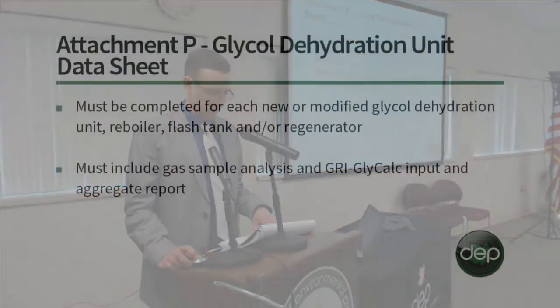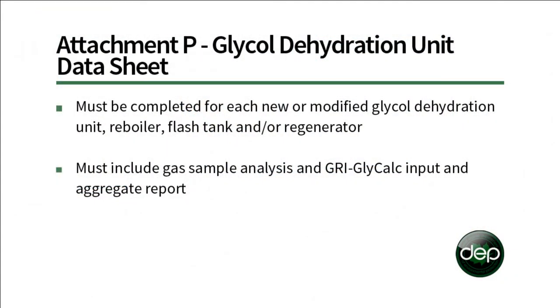Attachment P deals with the glycol dehydration units, and that has to be included for all new or modified dehy units, reboilers, flash tanks. If we've got a regenerator, all those things need to be included. And you need to include a gas sample, and you need to include your GLYCalc, the input and the aggregate.